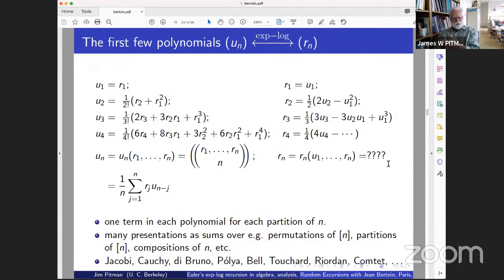There are many presentations, some of which I'll give later, of these polynomials as sums. You can write them as sums over permutations or partitions or compositions. And there's a long history of variations of these formulas, and I list some of the mathematicians that have been involved there.